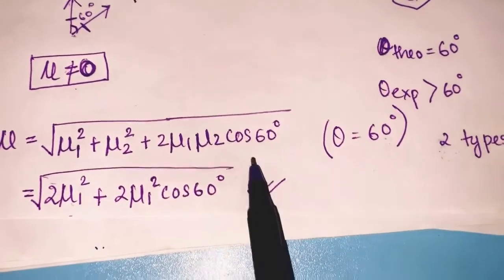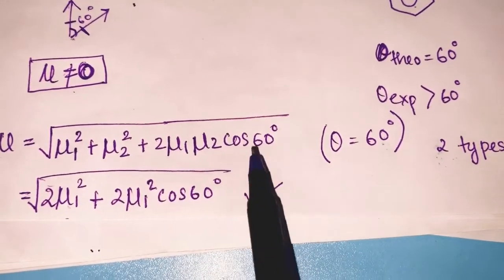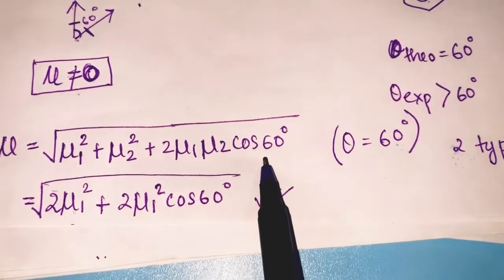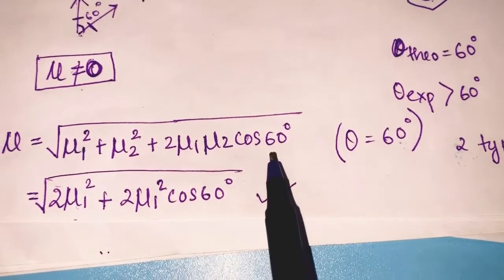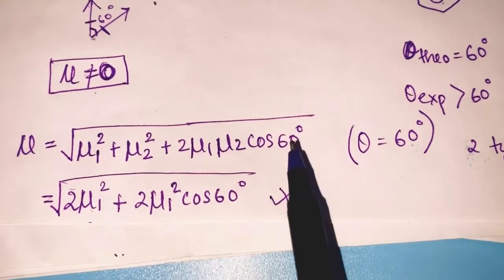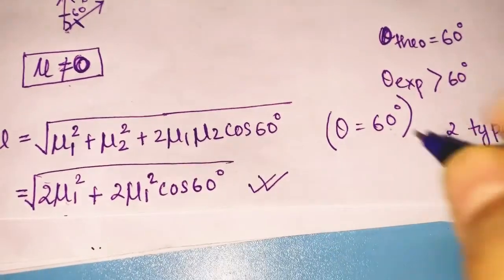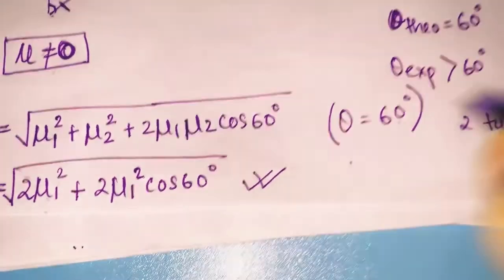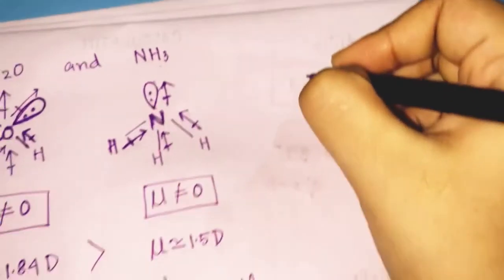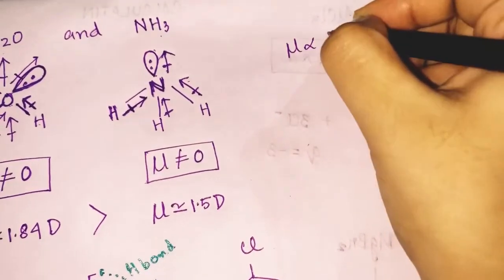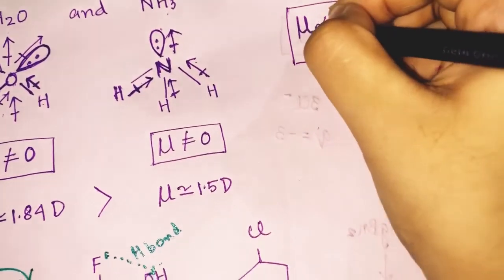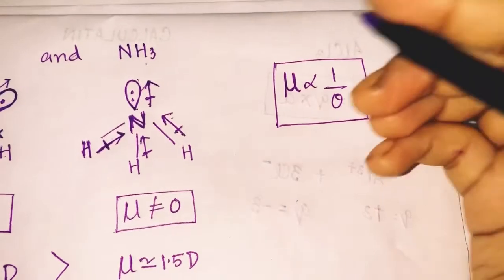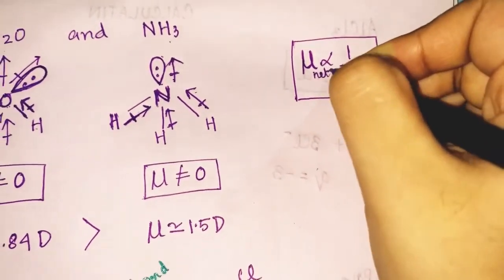because here we always have to take the cos value, and we know that the value of cos theta decreases with increase in the angle. So dipole moment can also be told as inversely proportional to the theta present between the different atoms.